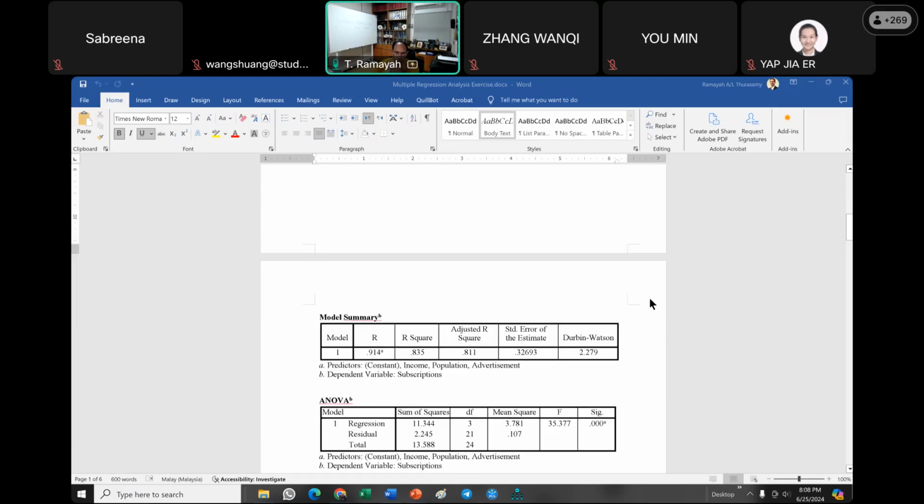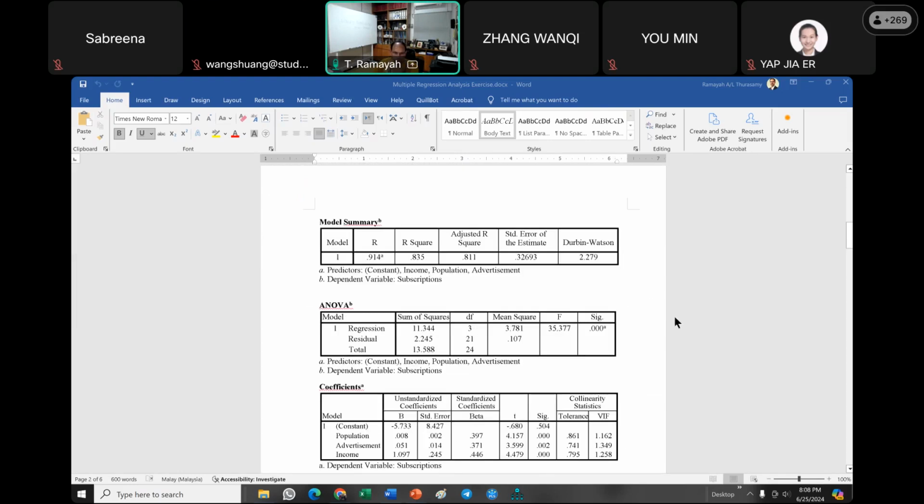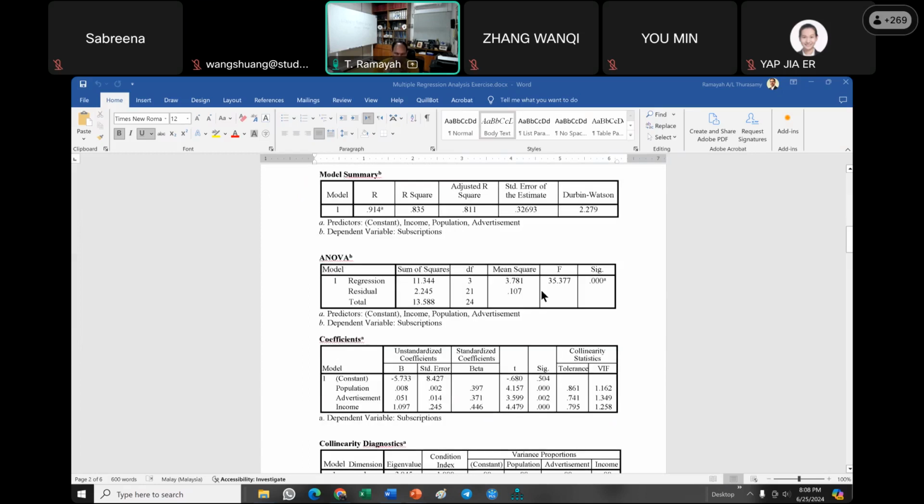So the first table will give you a description of 3 independent variables, 1 dependent variable, and then you have your R square, adjusted R square, standard error, Durbin-Watson. This table will give you how good the model is. And then you have your F table, which gives you whether the overall model is significant or not. So we will look at this table.